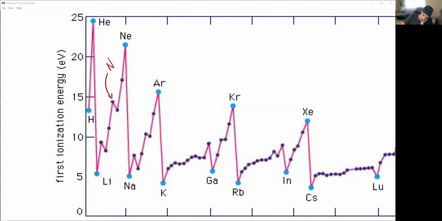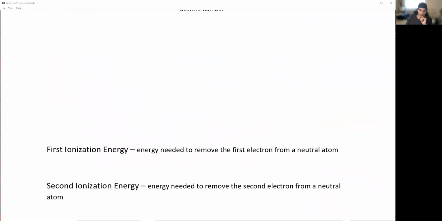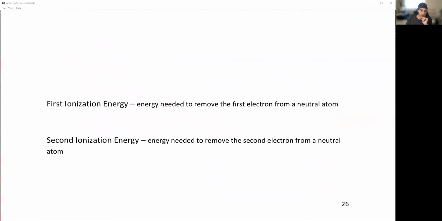So this is nitrogen. What is going on there, right? Why does nitrogen have a higher ionization energy than oxygen does? Why do we see gallium drop? Why do we see this climb for the thing before gallium, which is zinc? This is zinc, right? So we're going to talk about these in class because I think it's certainly worth looking at. So we will fill out all of this stuff in class.